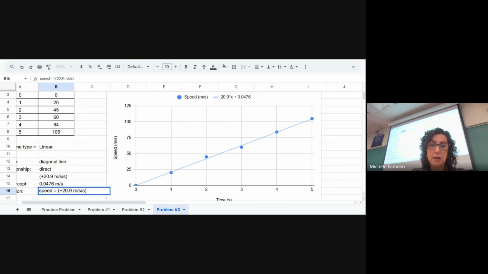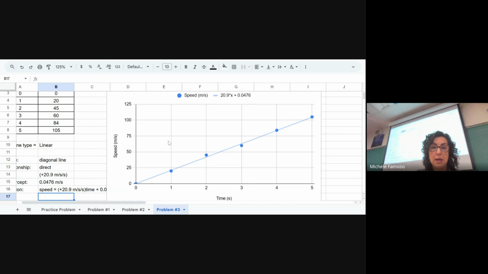meters per second squared. What are we going to put for the x? Ryder, can you tell me? Time. Good. Plus. And then what am I plugging in for the y-intercept? Just what I have right above it. 0.0476 meters per second.